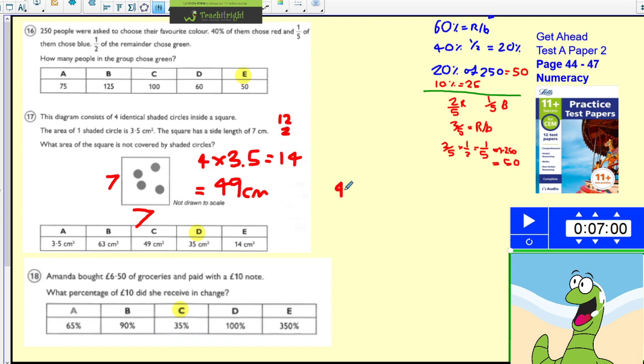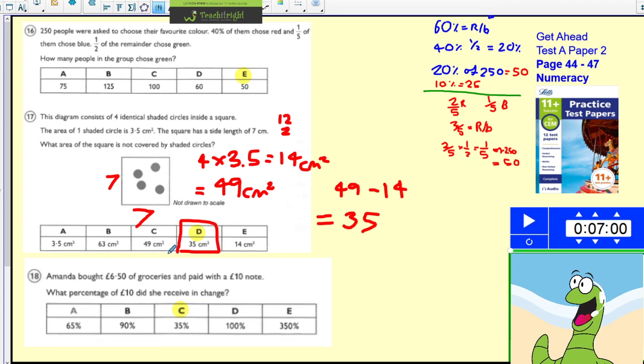And now I just have to do 49 centimeters squared. Sorry, I should have squared there. 49 minus 14, which equals 35. That's my answer. Guys, last question. We've done really well.